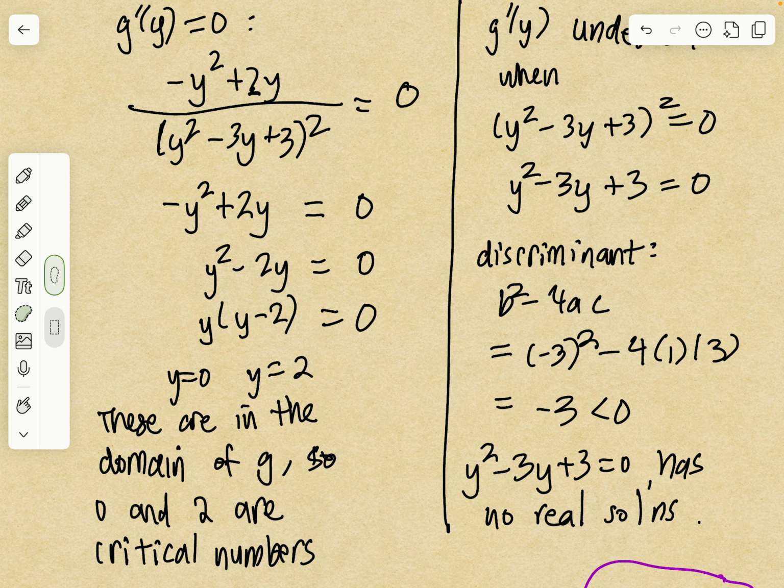If those numbers where g prime of y is undefined are also numbers where g is undefined, those would not be critical numbers, and we don't include those.